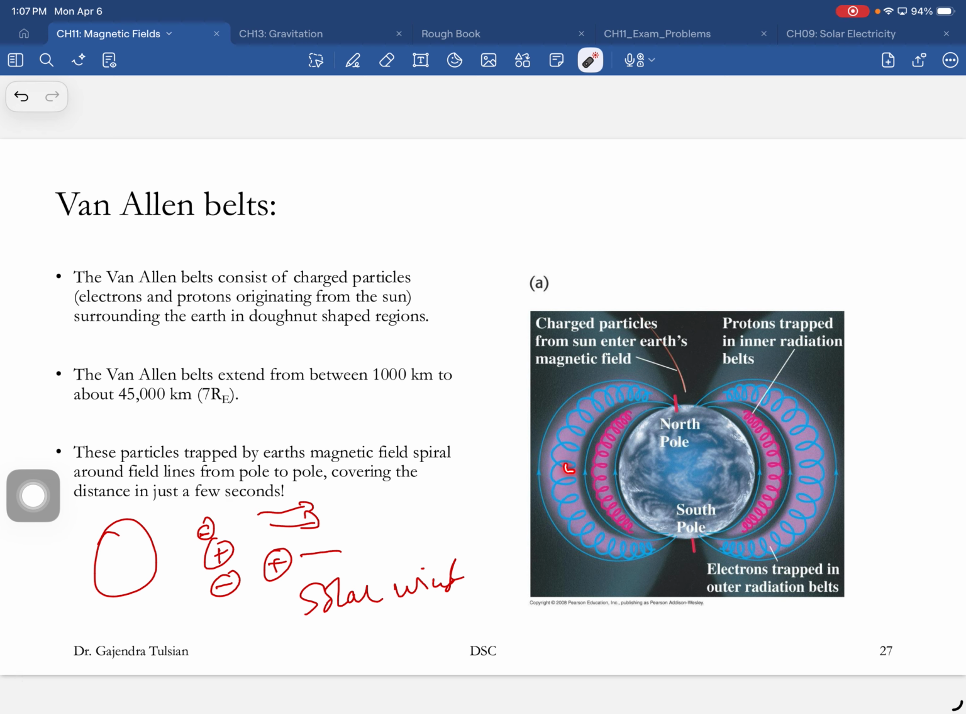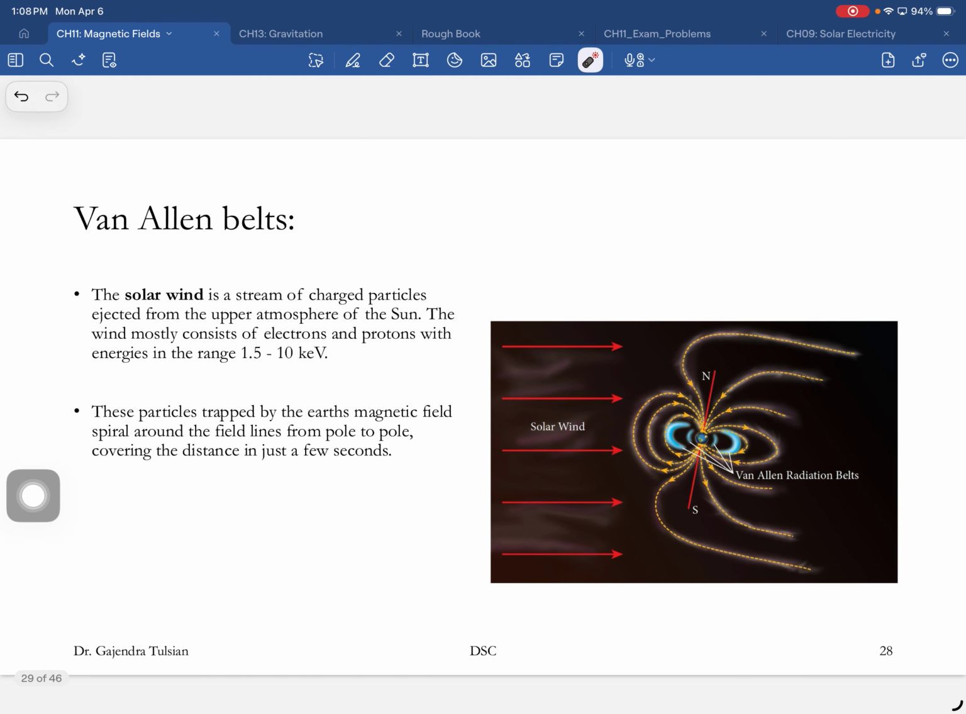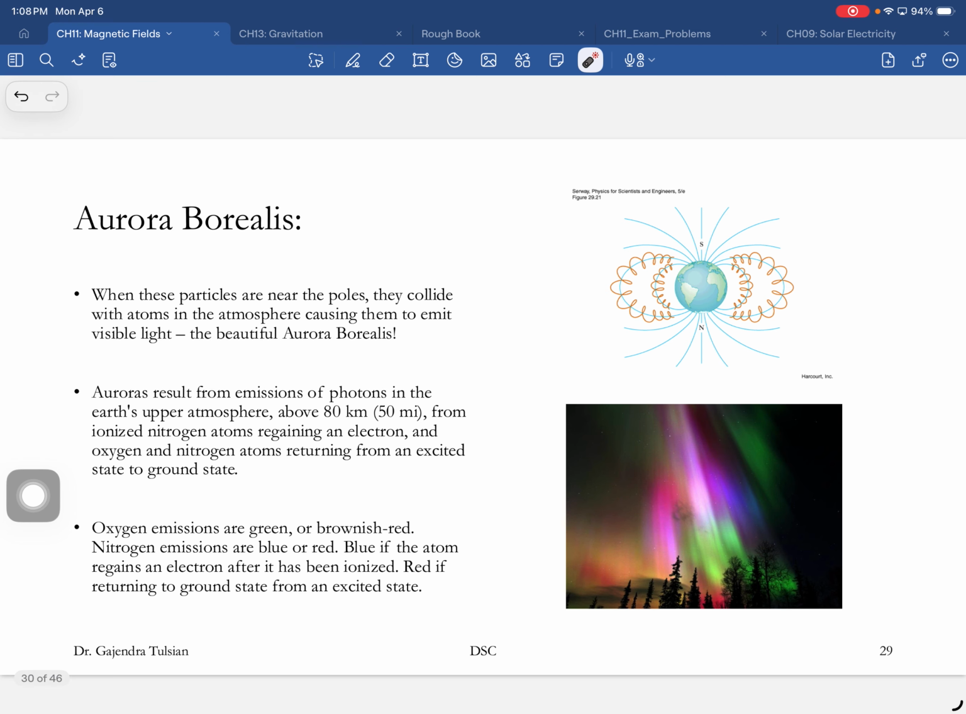Now here's the deal. When these particles get close enough, within 50 miles of the Earth's surface, they start hitting enough atmospheric atoms and excite them, and those are the aurora borealis. Those are the auroras. When these particles hit and excite the atmospheric molecules, when those molecules de-excite, they emit light. So when these particles are near the poles, they collide with atoms in the atmosphere, causing them to emit visible light. So the auroras.